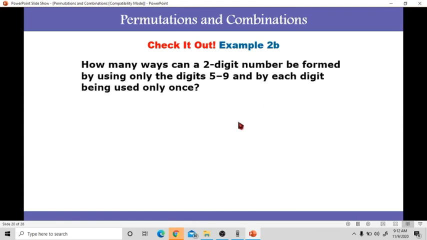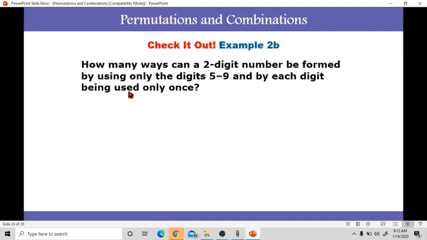How many ways can a 2-digit number be formed by using only the digits 5 to 9 and by each digit being used only once? Okay, dito ma-consider siya as permutation problem kasi nakalagay dito each digit being used only once. Again, kapag meron nakalagay each digit being used only once, ang ibig sabihin niyan is permutation kasi kapag na-pick na yung first number, okay, hindi na siya ma-pick sa next digit.